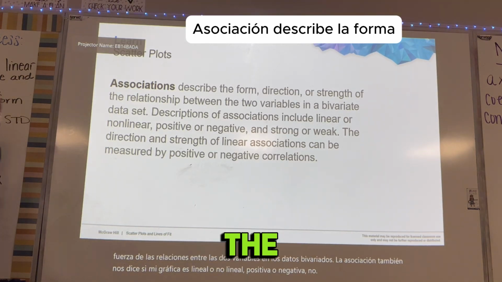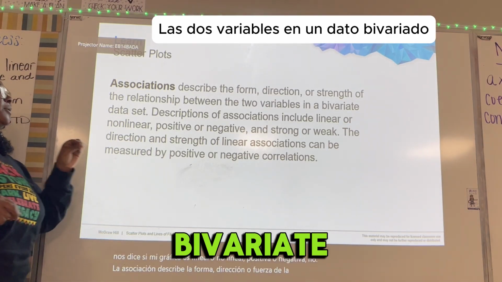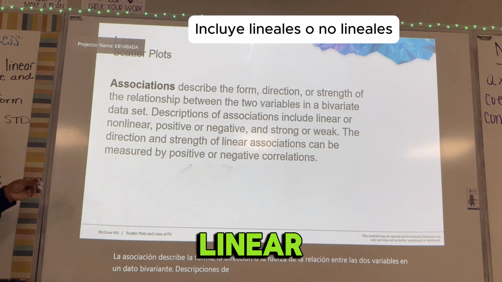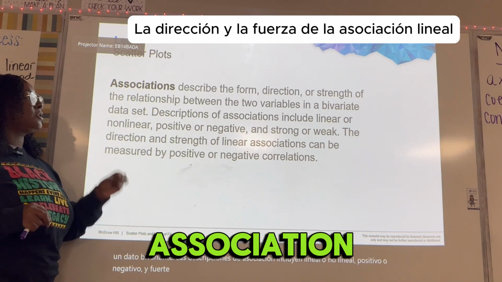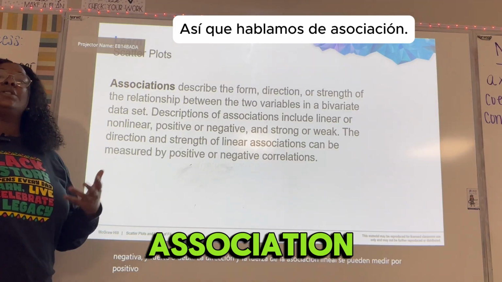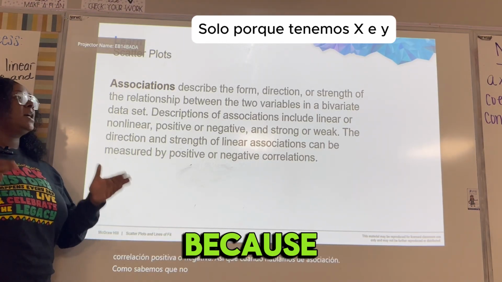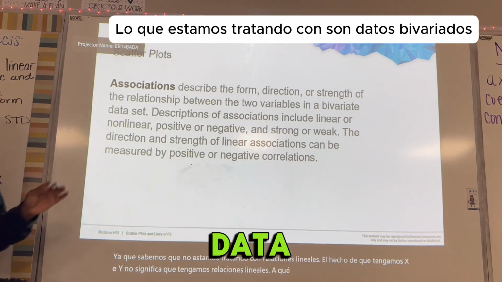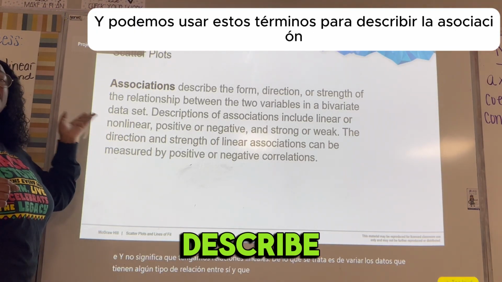Association describes the form, direction, or strength of the relationship between the two variables in bivariate data. Descriptions of association include linear or nonlinear, positive or negative, and strong or weak. The direction and strength of linear association can be measured by positive or negative correlation. So when we talk about association, just because we have x and y does not mean we have linear relationships. What we're dealing with is bivariate data that has some type of relationship with each other, and we can use these terms to describe the association.